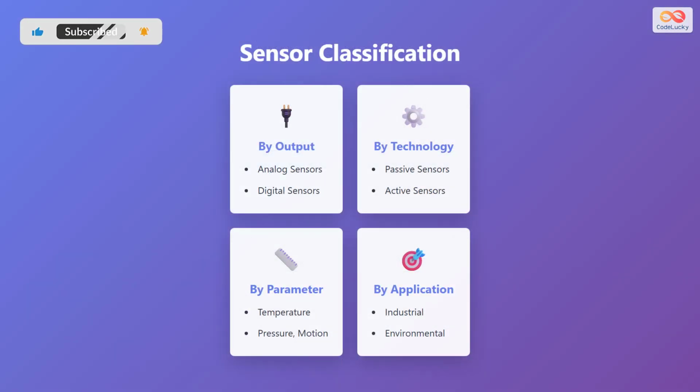Sensors can be classified in several different ways depending on their characteristics. By output type, sensors are either analog, which provide continuous voltage signals, or digital, which provide discrete values. By technology, sensors are either passive, which generate their own signal without external power, or active, which require external power to function. By parameter, sensors measure different physical quantities like temperature, pressure, motion, and environmental factors. By application, sensors are designed for specific use cases such as industrial environments, agricultural monitoring, or environmental sensing. Understanding these classifications helps you choose the right sensor for your IoT project.